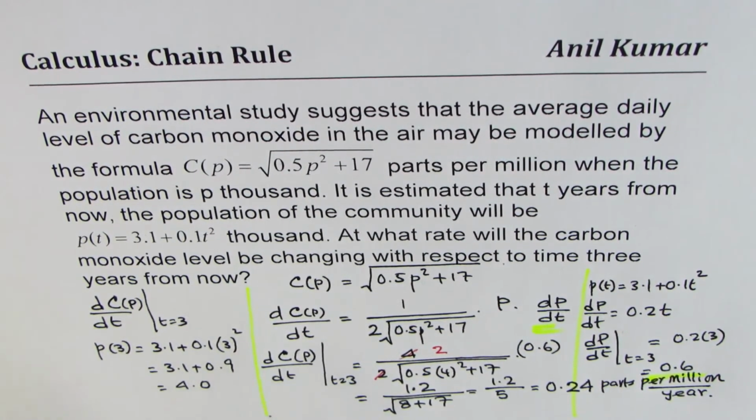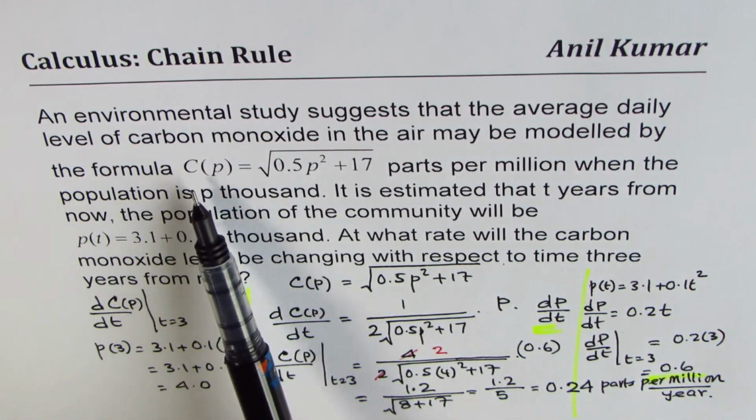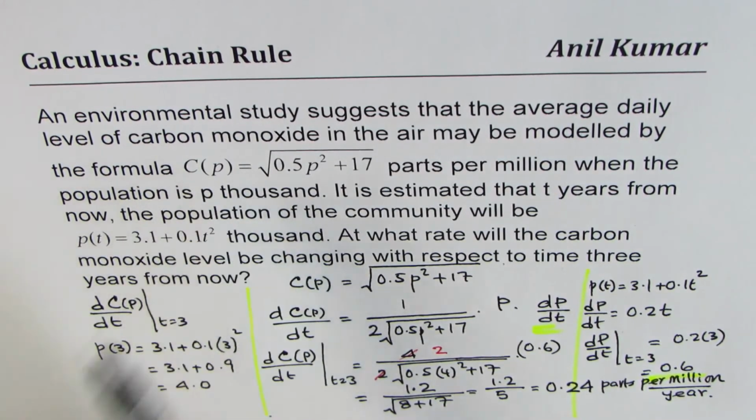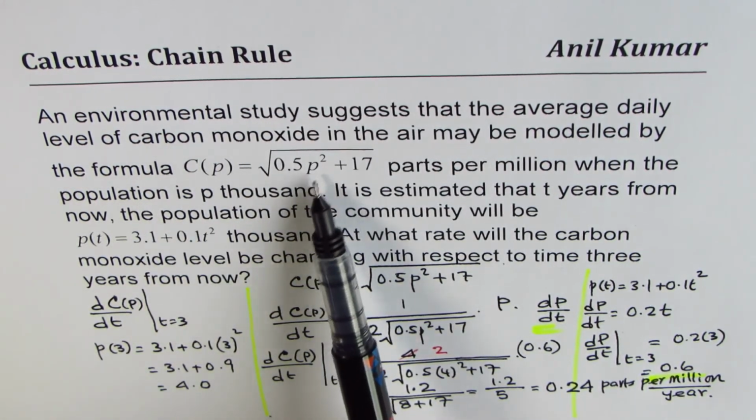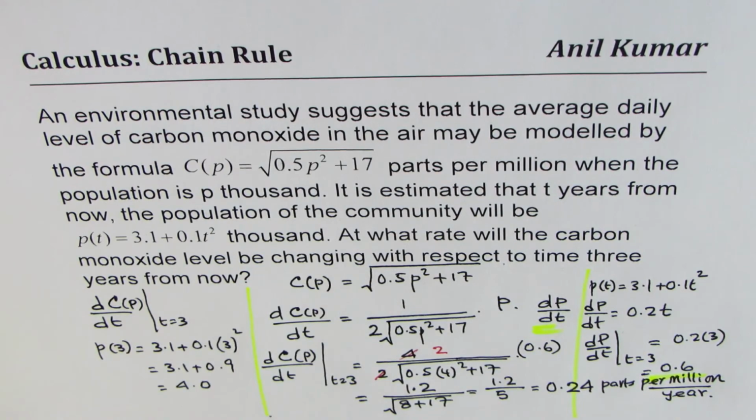So the idea is we have to apply the chain rule to find the derivative of the carbon monoxide levels with respect to time. So the population is given in terms of time. So therefore we have a chain rule. We have a function of a function. So I hope this method helps you to understand how to apply the chain rule wherever we have functions of functions to work with.